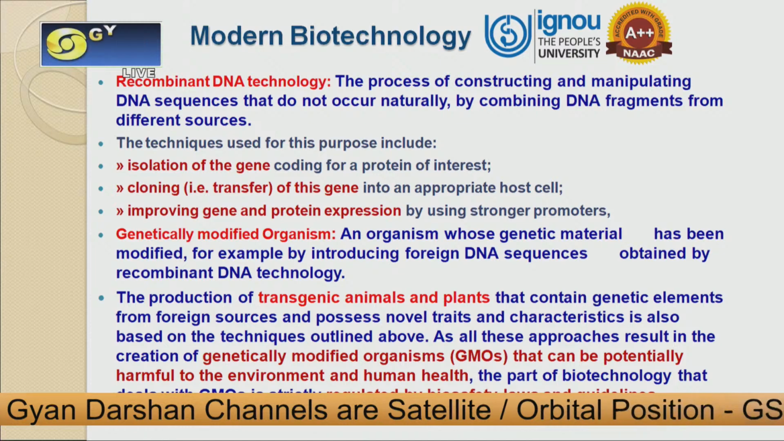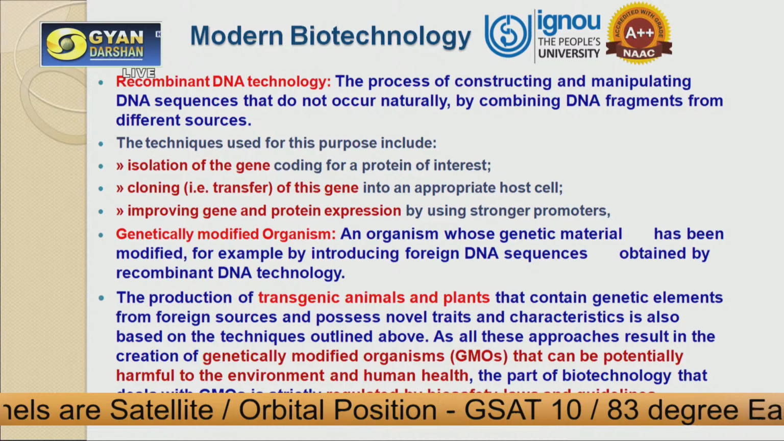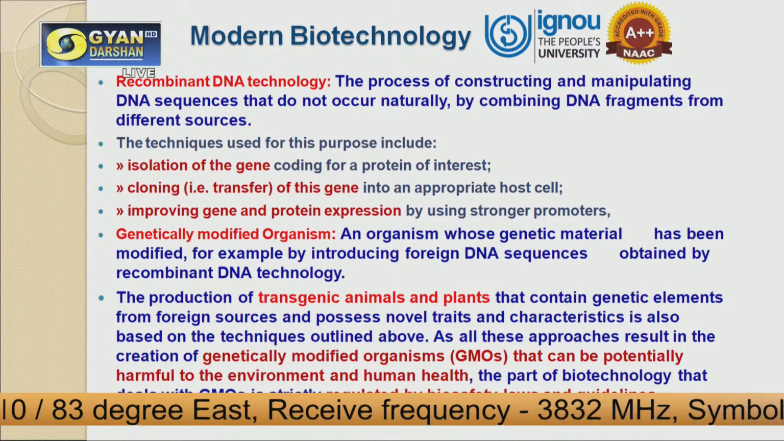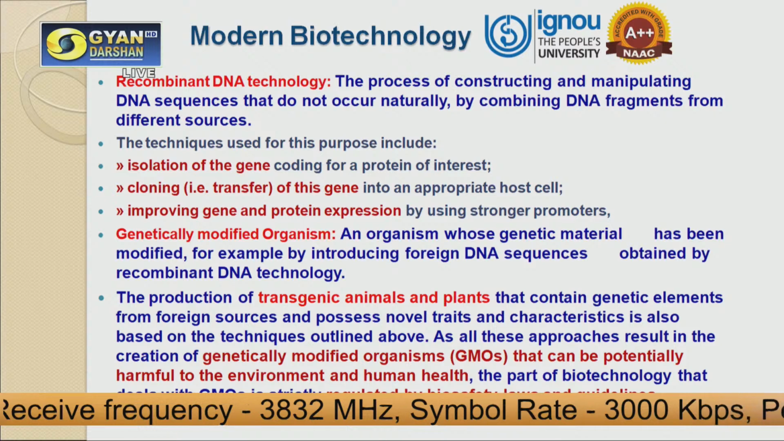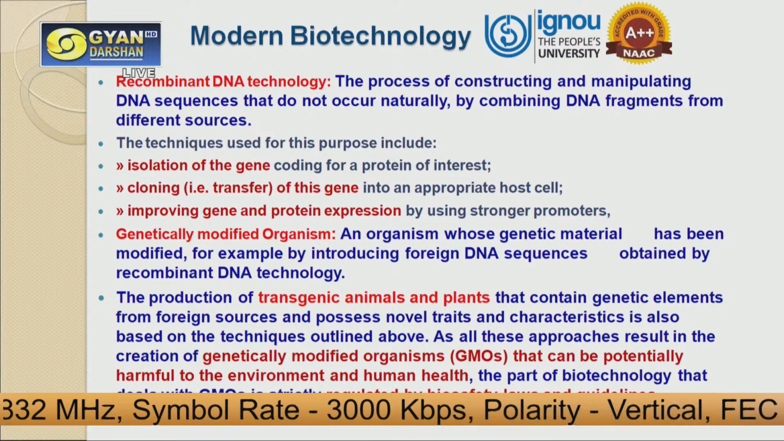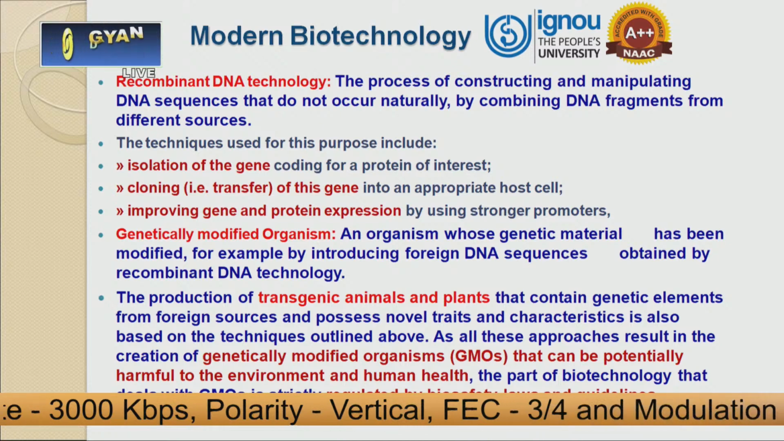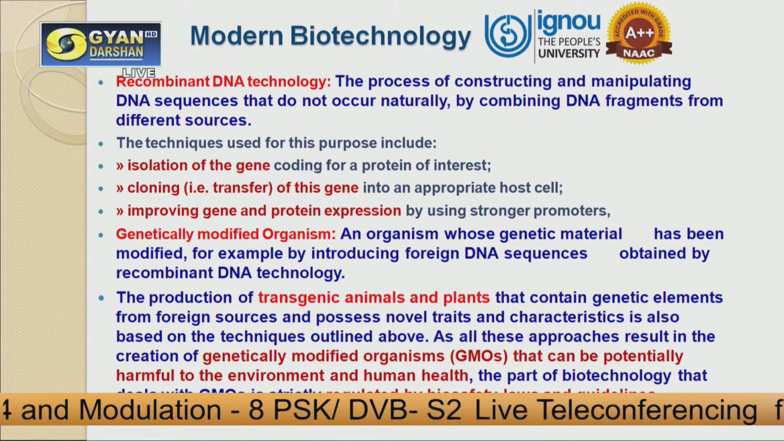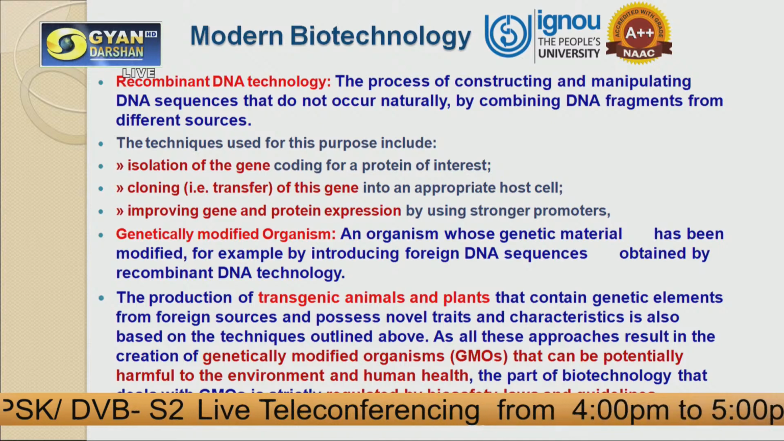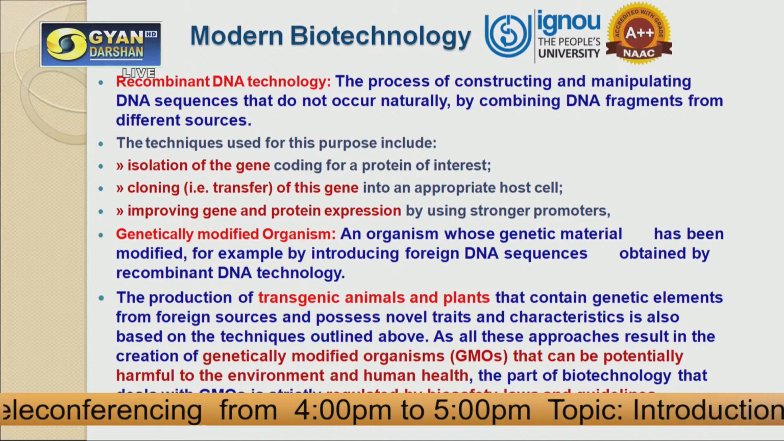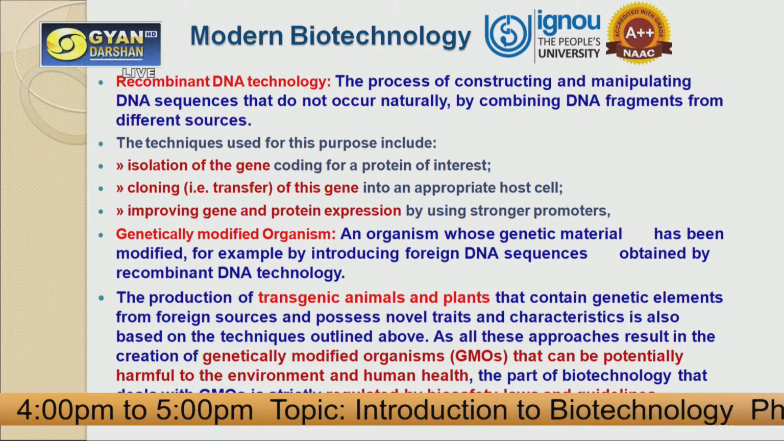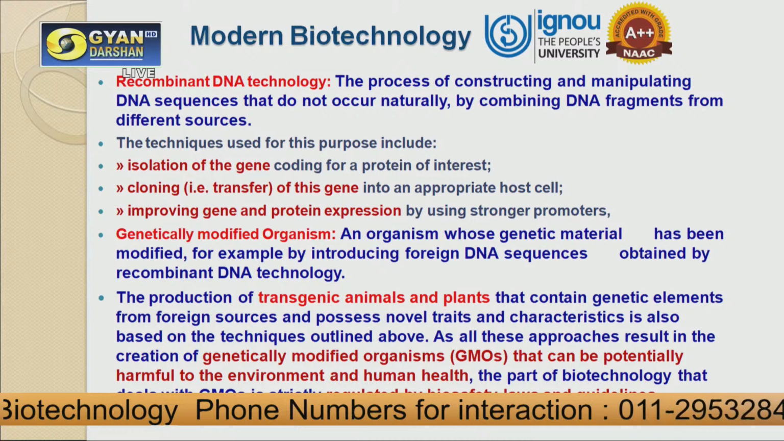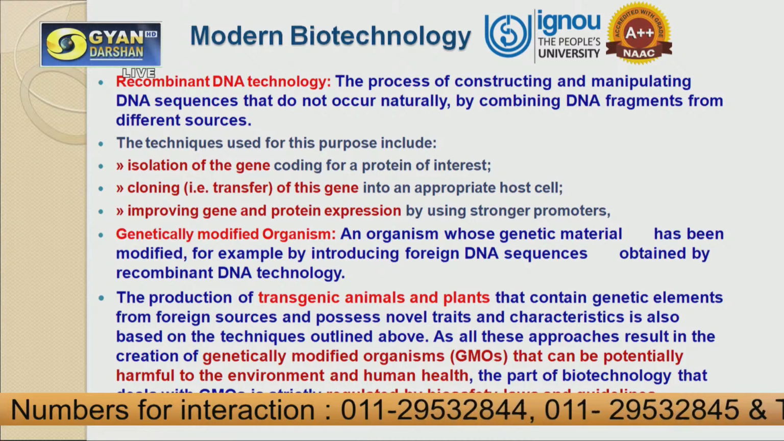So, coming to modern biotechnology and with special emphasis on recombinant DNA technology, let me explain what this recombinant DNA technology is. It is the process of constructing and manipulating DNA sequences that do not occur naturally by combining DNA fragments from different sources. As I said in the previous slide, recombinant DNA technology gives you the flexibility to transfer a gene from unrelated organisms, from one organism to another organism, and hence the barrier of sexual incompatibility has been overcome because of this technology.